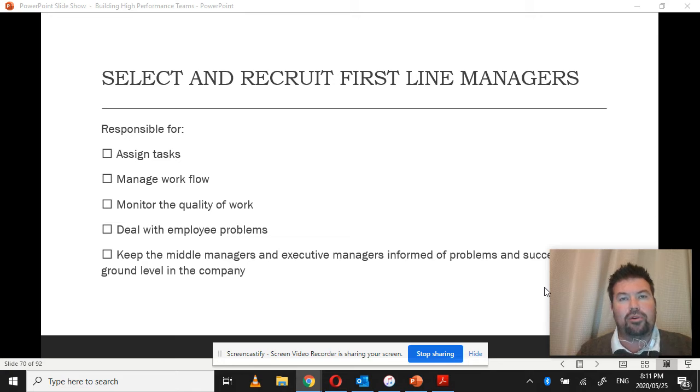They deal with the employee problems within their immediate team, and then they keep the middle management and executive management informed of problems and successes at the ground level of the company. Now, this is so important because we need to know what is happening at ground level in order to make better objectives and better goals going forward. We need to hear the concerns of the floor level in order for us to make better decisions at a higher level. So that's really what they are responsible for.